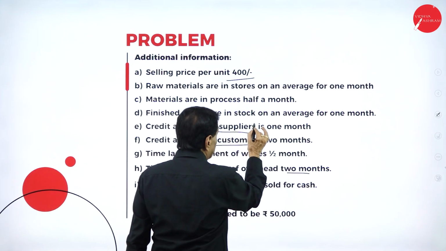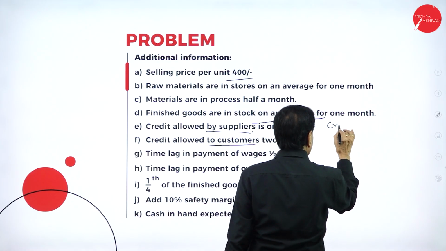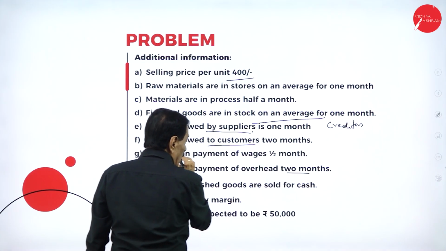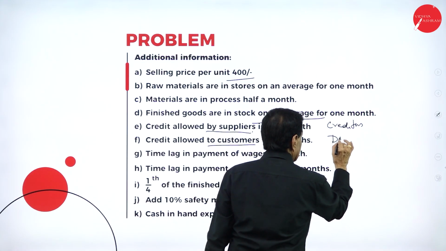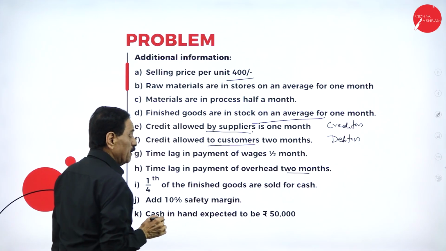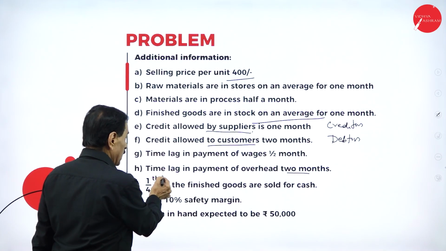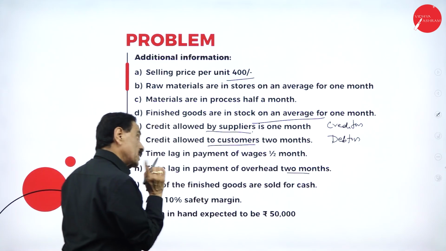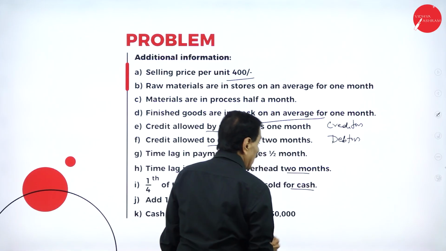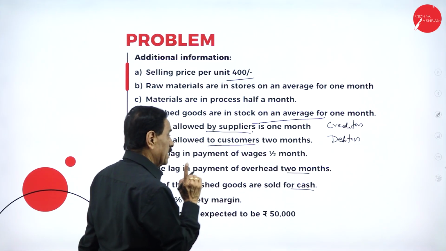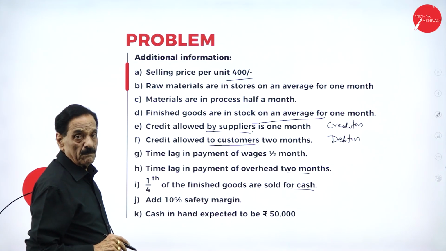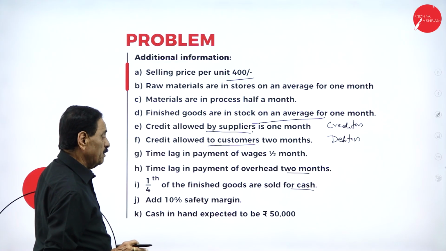Credit allowed by suppliers means creditors, for material supplied. Credit allowed to customers means debtors. Time lag of payment is half a month, which means 2 weeks. Time lag in payment of overhead is 2 months, which means 8 weeks. 1/4 of finished goods are sold for cash. Cash sales should not be considered. Only credit sales should be considered. 3/4 is credit sale at 10% margin. Cash in hand is expected to be 50,000.